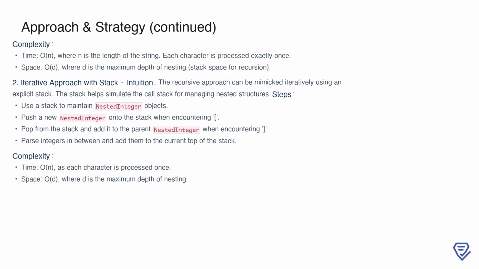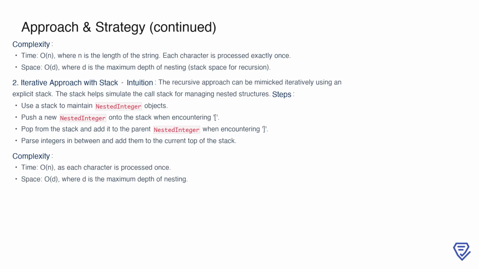Another option is an iterative approach using a stack. This builds on the same intuition but avoids recursion by explicitly using a stack to manage nested structures. Here's how it works. When we encounter an opening bracket, we push a new nested integer onto the stack. A closing bracket signals the end of the current nested list, so we pop the top item from the stack and add it to the parent object below it. Integers encountered in between are added directly to the current top of the stack.